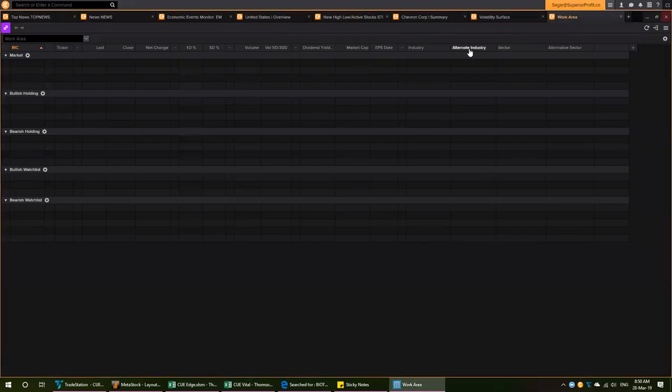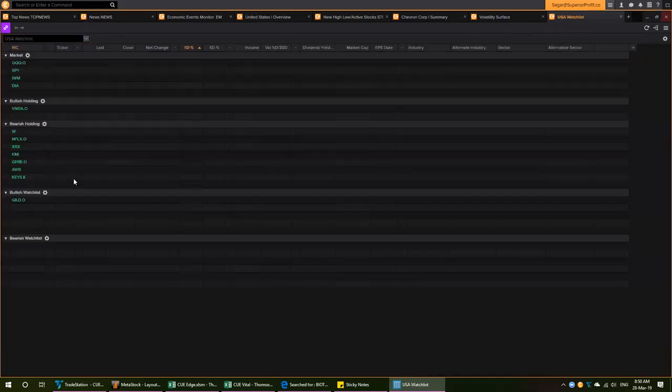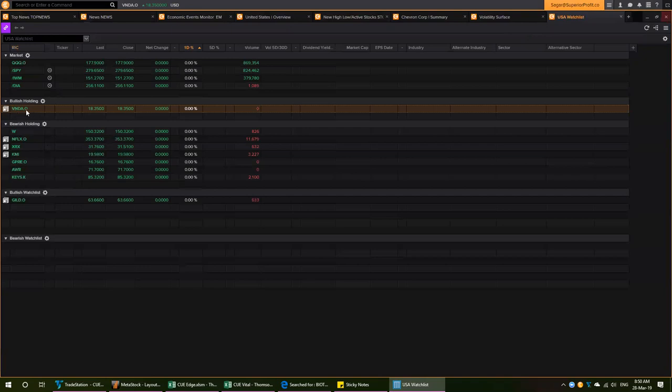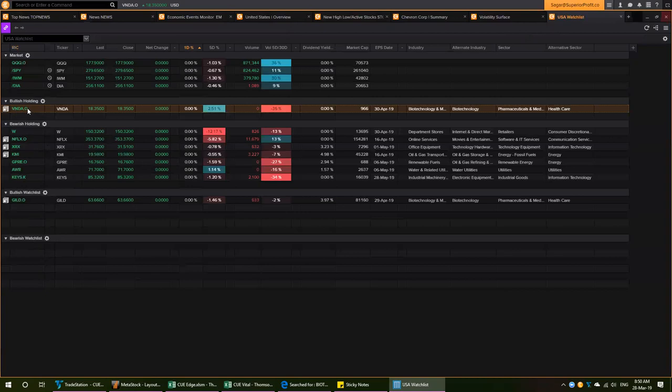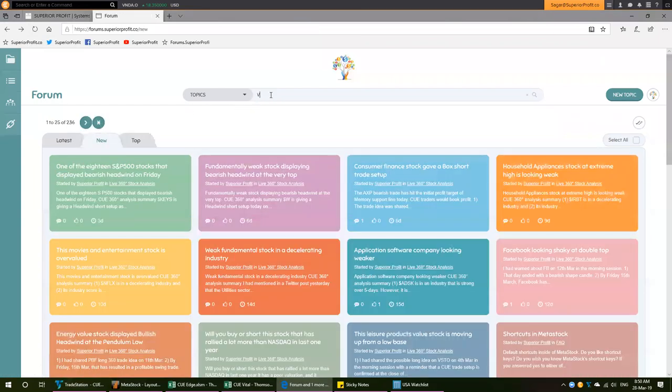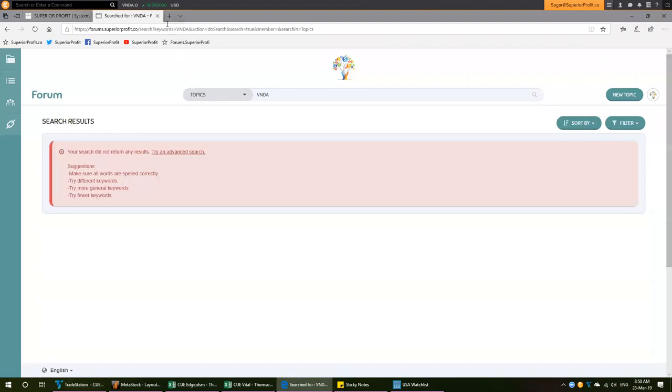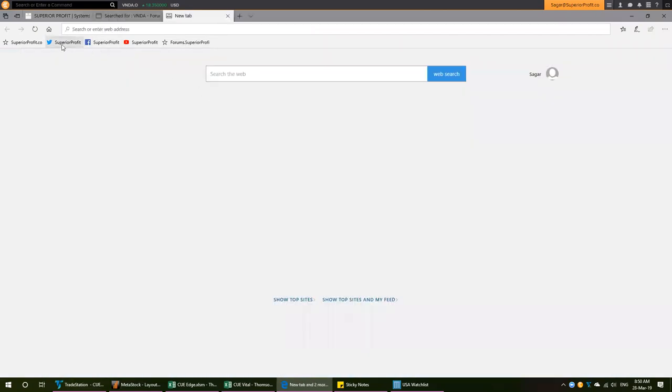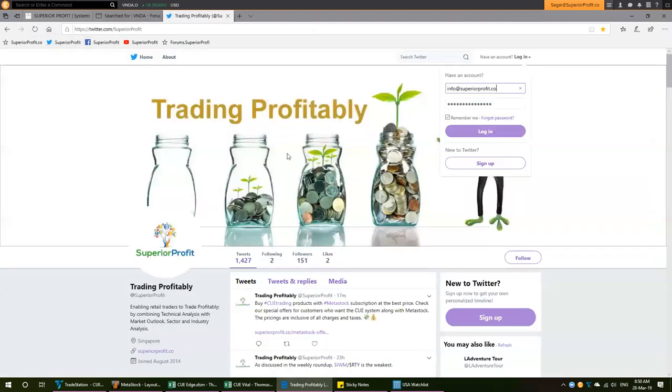I use the Refinitiv Zenith to track my stocks. This computer may not have all the latest stocks. VNDA. This is a stock where I have a bullish holding, and you can see I have a lot of bearish holdings. Let's look at VNDA. Did I share it in the forum before? Let me check. No. What about our Twitter? Must have shared it somewhere.